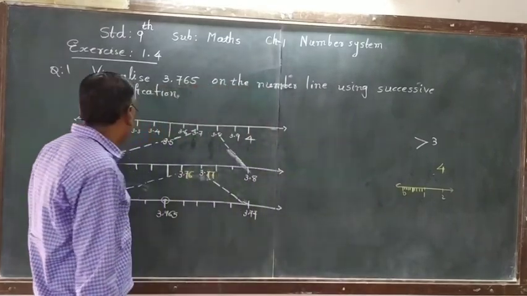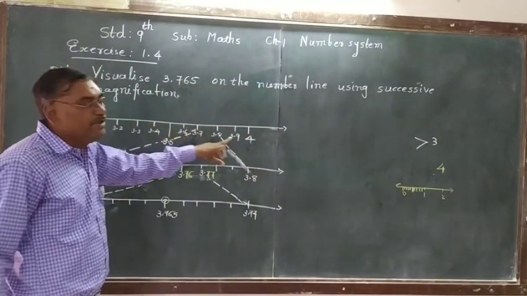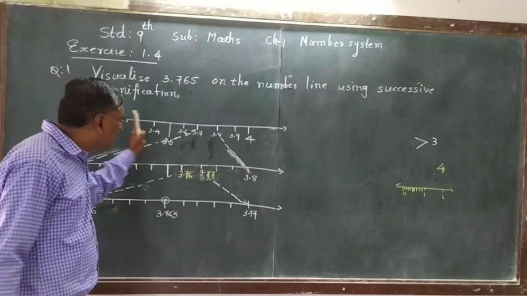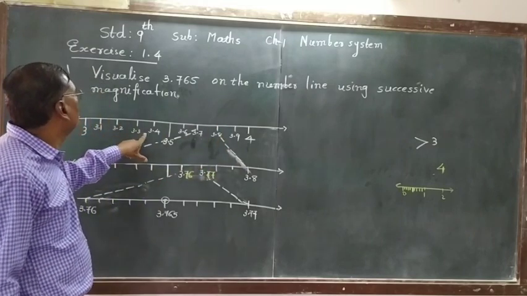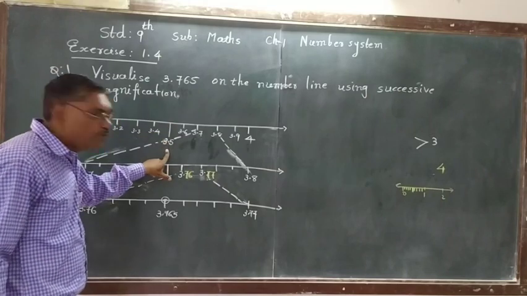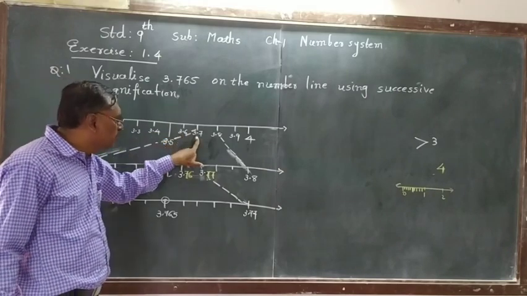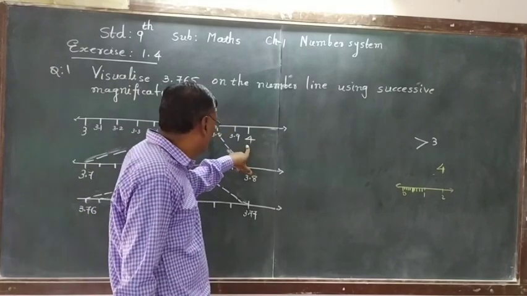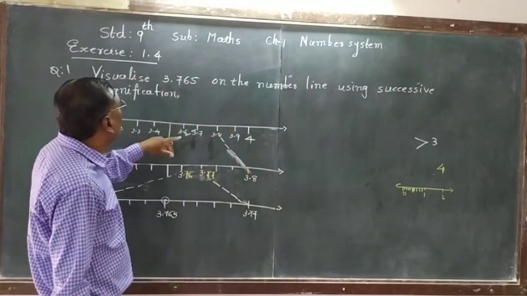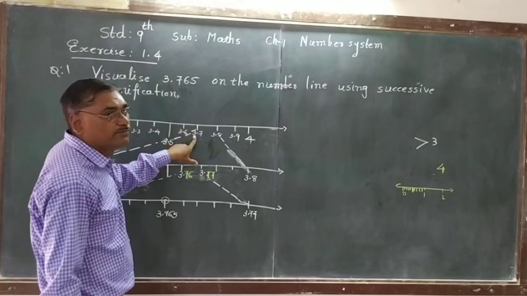So between 3 and 4 there are 10 decimals. That is 3.1, 3.2, 3.3, 3.4, 3.5, 3.6, 3.7, 3.8, 3.9 and then 4. Okay, so our number 3.7.